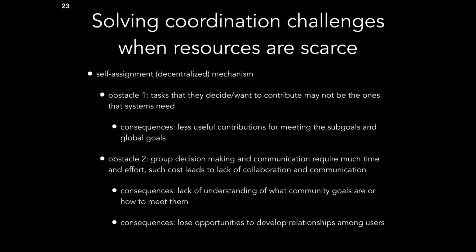And as we mentioned, one of the decentralized mechanism approaches is group decision making or communication. However, these kinds of processes require much time and effort, and such costs might lead to a lack of collaboration and communication. The consequences will be that because they don't communicate among themselves, they don't have common ground. We might not have a good understanding of what the community goals are, or how to meet them. Also, because they don't communicate and collaborate with each other, we may lose opportunities to develop relationships among the users.